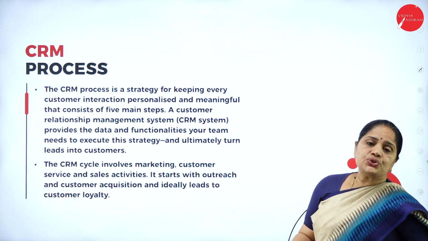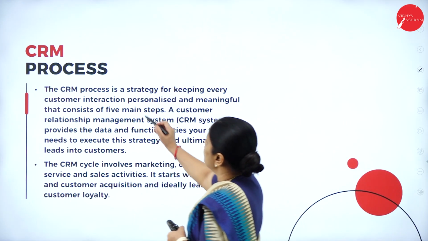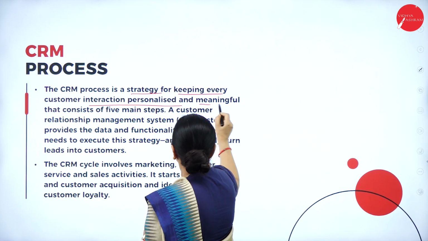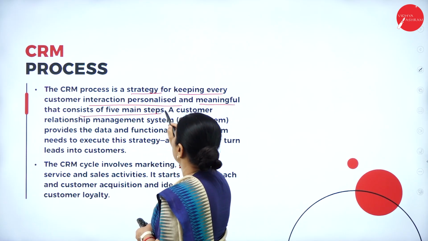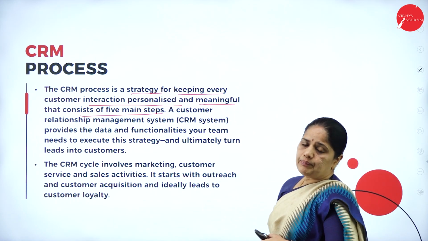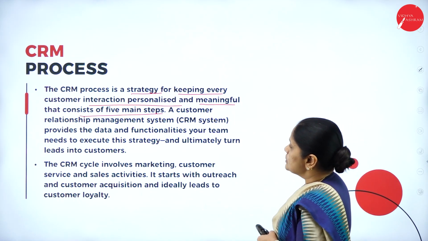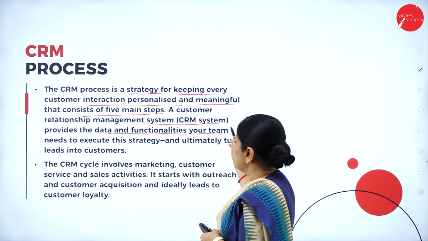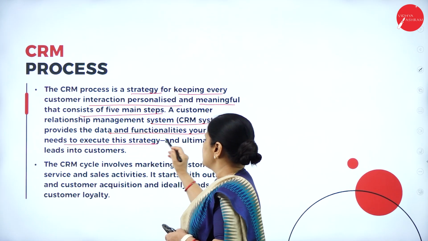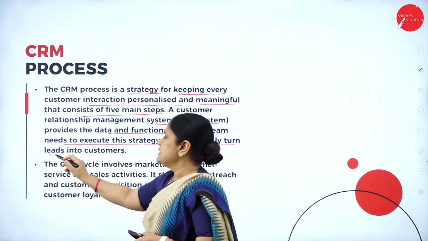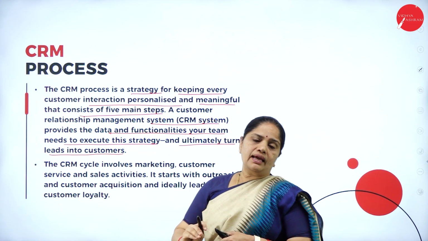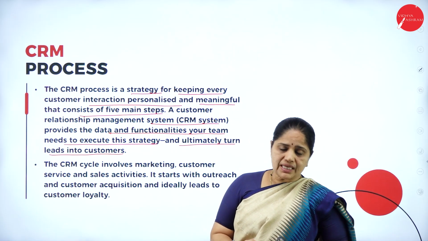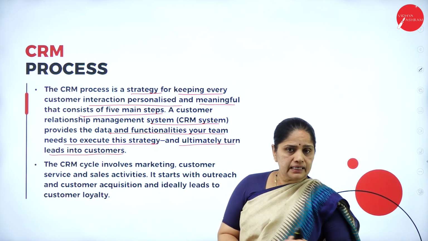Then what is the actual CRM process? The CRM process is a strategy for keeping every customer interaction personalized and meaningful, and that consists of 5 main steps. Now the CRM process consists of the 5 main steps. A customer relationship management system provides the data and functionalities your team needs to execute this strategy and ultimately turn leads into customers. So the main aim of the CRM is to provide data to the marketing team and to see that the leads are turned into customers.